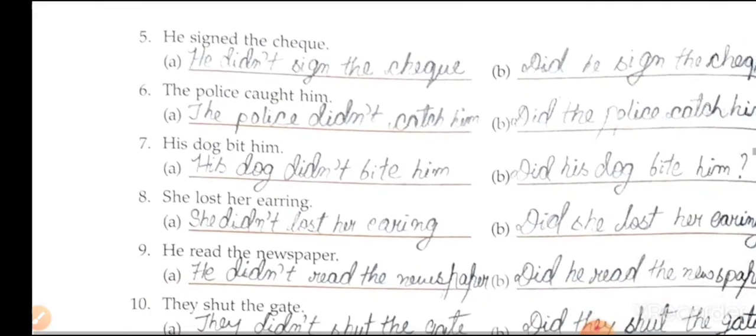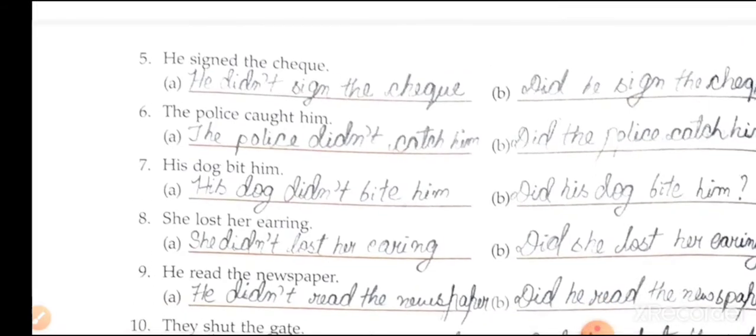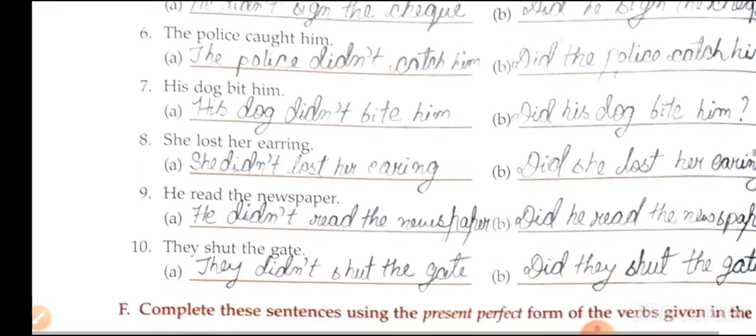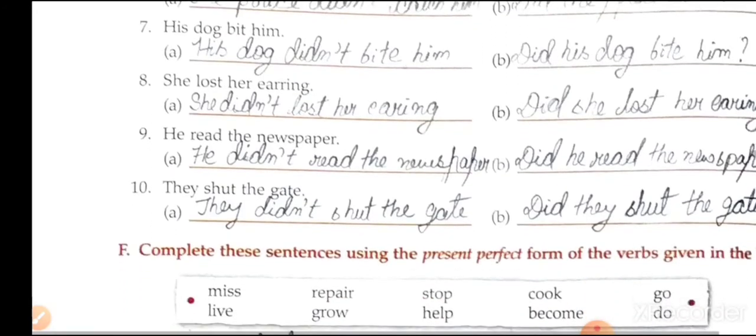Here are the remaining ones. Let me read out the questions. You can try this on your own. He signed the check. The police caught him. His dog bit him. She lost her earrings. He read the newspaper. They shut the gate.